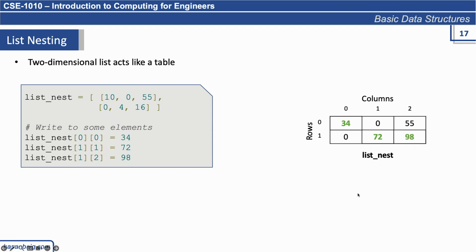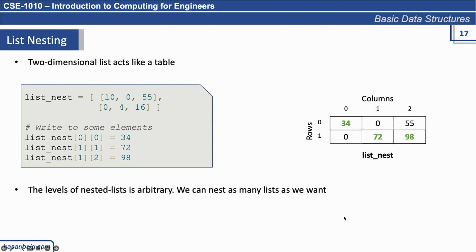Again, these are just some conceptual things which you might be dealing with during your programming, as well as some conceptual questions that you can expect in the exam. So the levels of nested lists are arbitrary, which means that we can nest as many lists as we want. There is no limitation for that.